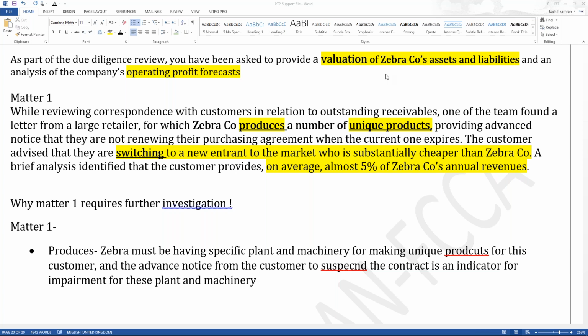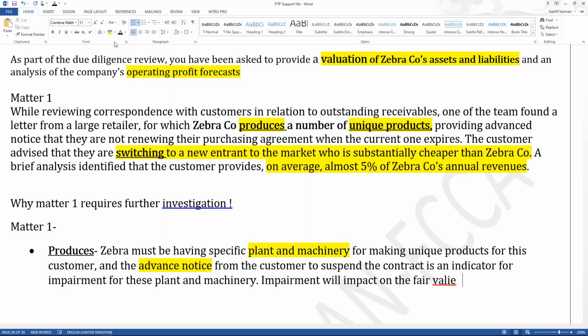So is that fine? I'm just making a brainstorm answer here before I write a proper answer. So are you all clear on this? I picked this word from the paper, produces. I linked produces with plant and machinery, that Zebra must be having some plant and machineries which produce this specific inventory for the customer. And because they've given you an advance notice, this advance notice is becoming an indicator for impairment, and the plant and machinery should be tested for impairment. Now, obviously, this matter requires further investigation because impairment will impact the fair value of the net assets. Impairment will impact on the fair value of net assets.